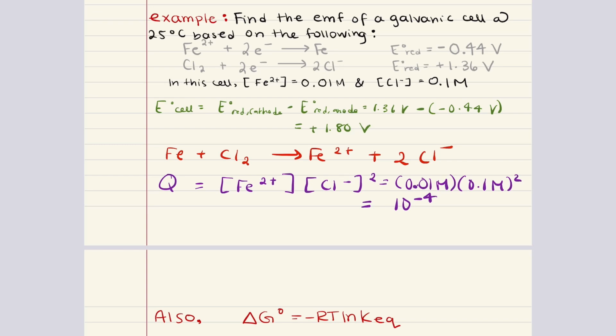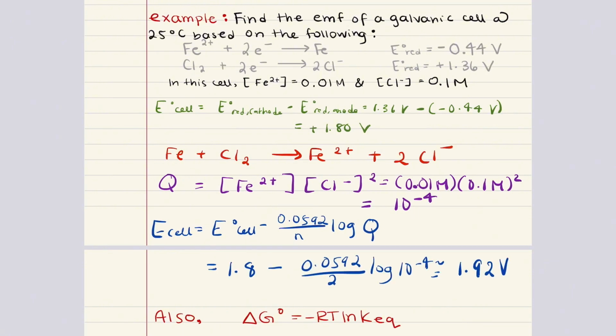transferred, so N equals 2, and we're operating here under the assumption that temperature is at 25 degrees Celsius, which is equal to 298 Kelvin, so we can actually use the simplified version of the Nernst equation that we just talked about in this form. All we have to do now is plug in values. So this is going to be 1.8 minus 0.0592 divided by 2, and then log of 10 to the minus 4. This is going to give us a total of 1.92 volts, and that is the answer for this example problem.